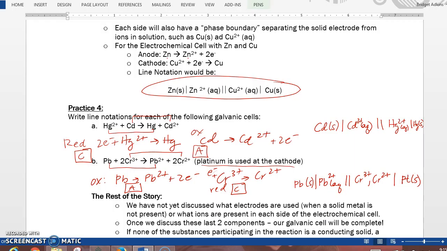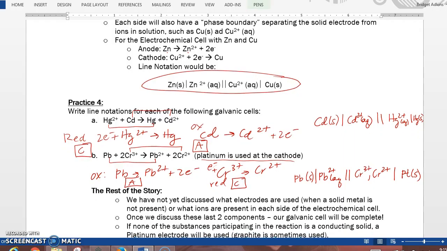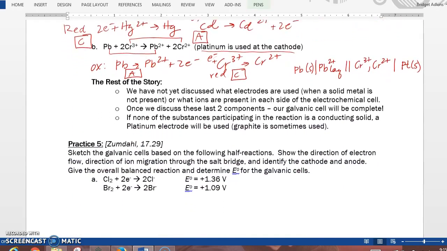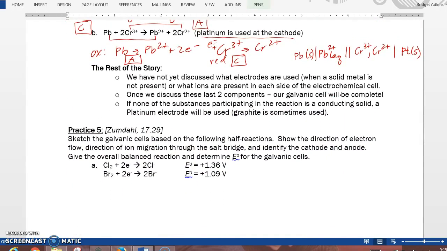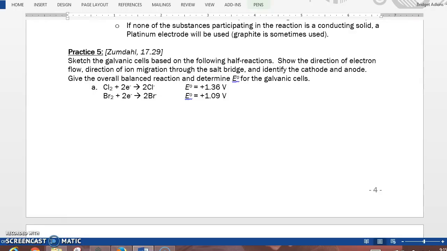So the rest of the story, we've not really talked about what ions are present in each side of the electrochemical cell or what's happening there. So we'll do a couple sketches for these examples, and so you can show which way the salt bridge ions are going and how you calculate E naught. All right, so here we go. We want it to be galvanic, and so we know that one of these has to be flipped.